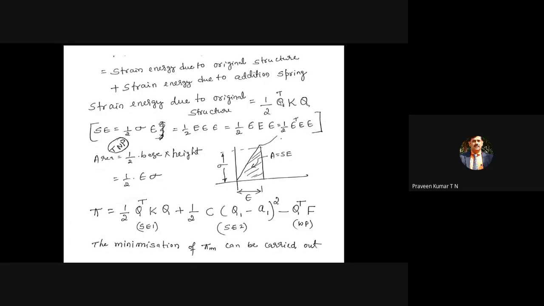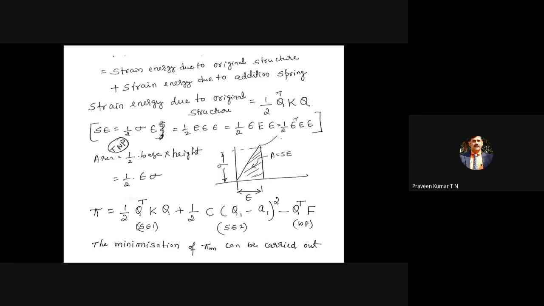That also can be written in this form. That is, the strain energy due to the original structure is half into Q transpose K into Q. Q is the displacement vector. In finite element analysis, this is the equation in a simple way. This is the mechanics of materials equation for the strain energy. The equivalent equation in finite element analysis is half into Q transpose K into Q, where Q is the strain per unit length, or Q is your displacement vector, and this is its transpose.